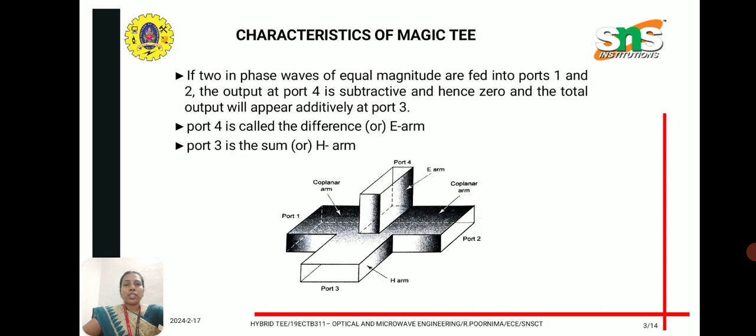So two in-phase waves of equal magnitude are given. The output at port 4 is subtractive because port 4 is the E arm. The equal signal is given, so when it is subtracted, equal values are subtracted: 5 minus 5 is 0. So at port 4 we get 0, and the total output will appear additively at port 3 because the H arm is the sum arm. So 5 plus 5 equals 10. Port 4 is called the difference arm, and port 3 is called the sum arm. The same E plane and H plane properties are applied to this.